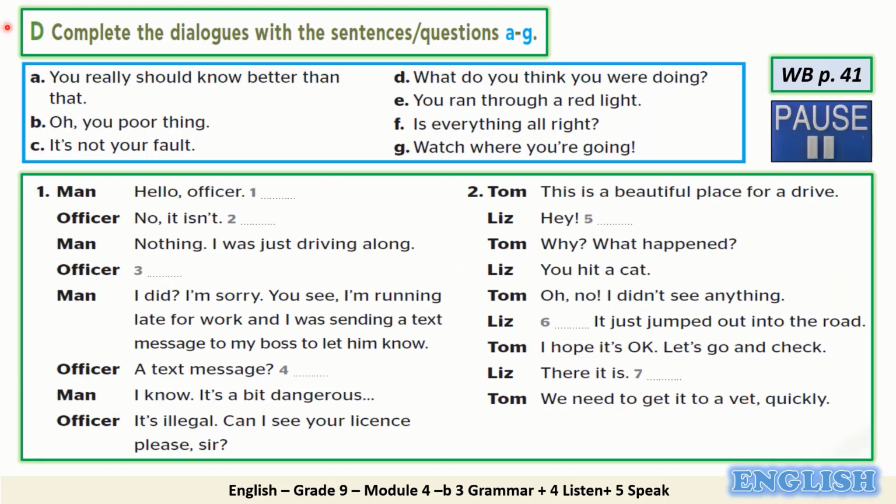D. Complete the dialogues with the sentences or questions from A to G. Workbook page 41, you can stop the video, answer the questions, then check your answers. Number 1, F. Number 2, D. Number 3, E. Number 4, A. 5, G. 6, C. 7, B.